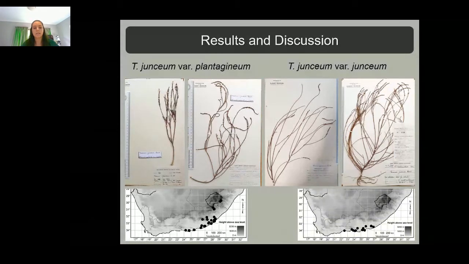And we actually realized that plants that were quite compact and with compact inflorescences were the ones that grow in the mountainous areas here. So it's probably more an artifact of the environment.